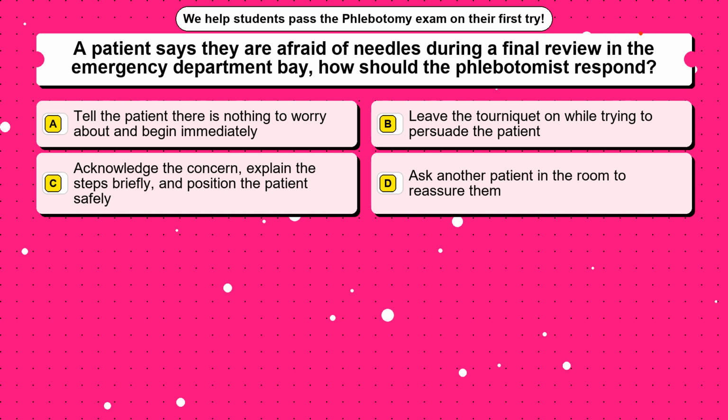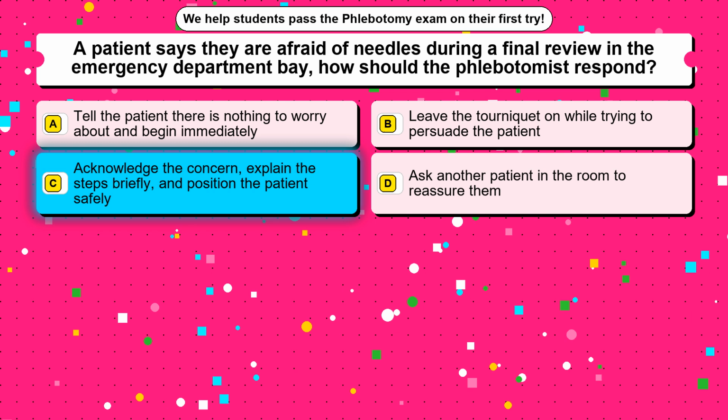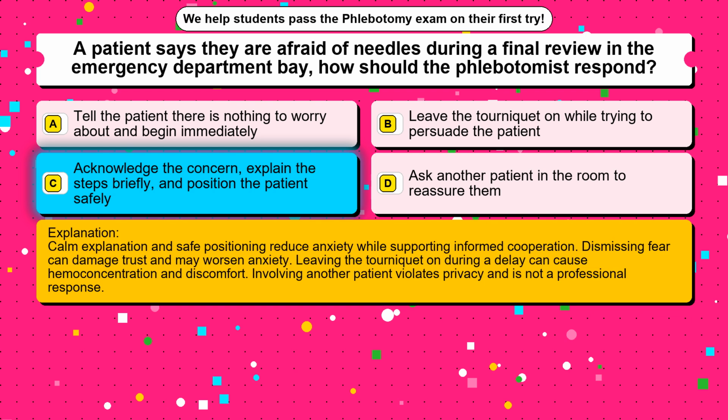Option D. Ask another patient in the room to reassure them. The correct answer is option C. Acknowledge the concern, explain the steps briefly, and position the patient safely. Calm explanation and safe positioning reduce anxiety while supporting informed cooperation.